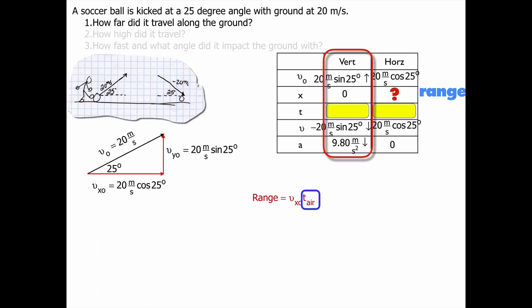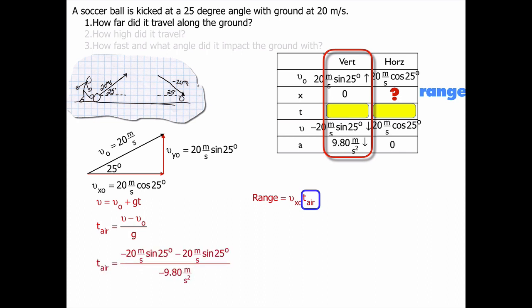So using my vertical givens, I'm going to use those to find time, and I'll use the V equals V naught plus, and I'll use gt instead of just at, g, because I know that the acceleration is due to gravity, so that'll be the 9.8. And then I'll rearrange this for t, so my time in the air is the difference in the velocities divided by g. Throw in my numbers.